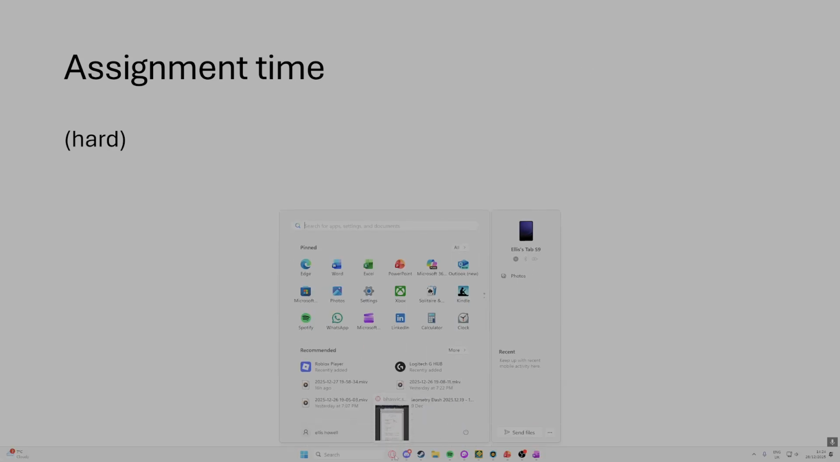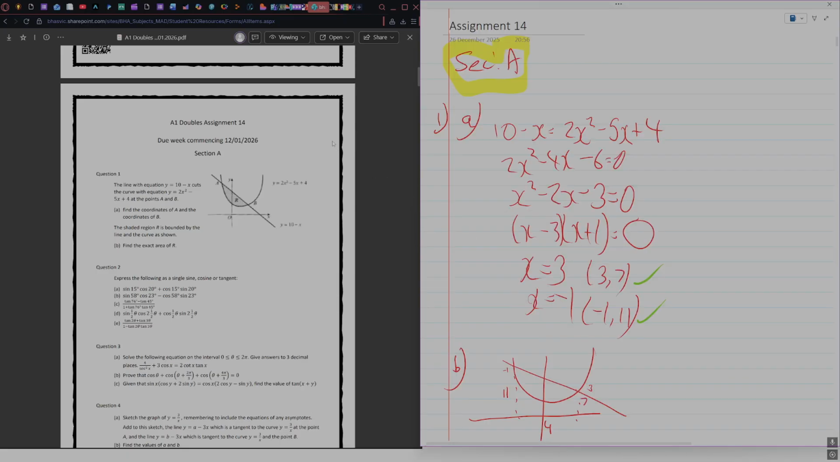And for the assignment, we'll get into it in a minute, but it's a pretty difficult assignment this time. They included some of the newer topics, and also included some harder questions, definitely. So don't worry if you struggled a bit this time. So let's get this up.